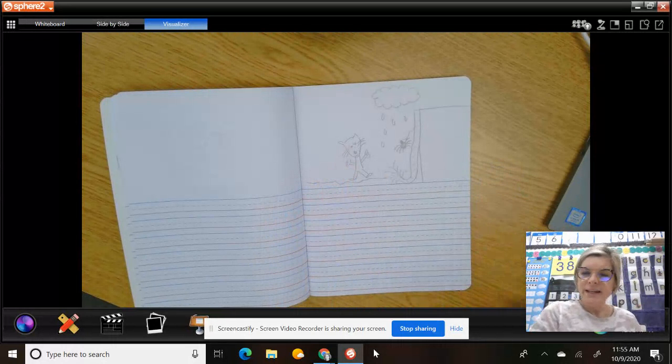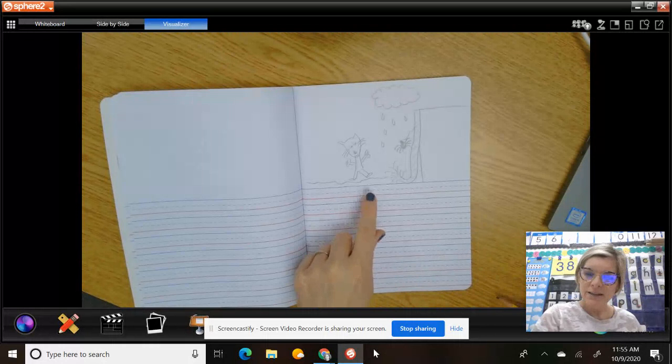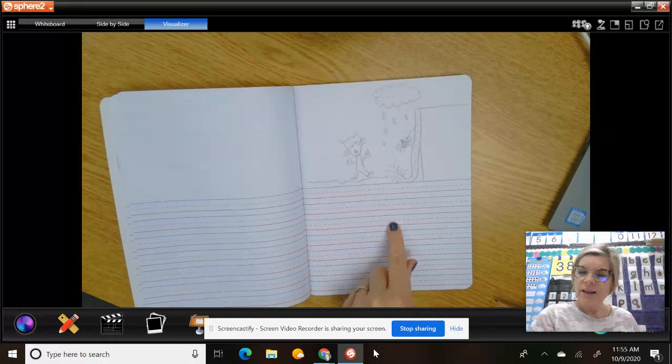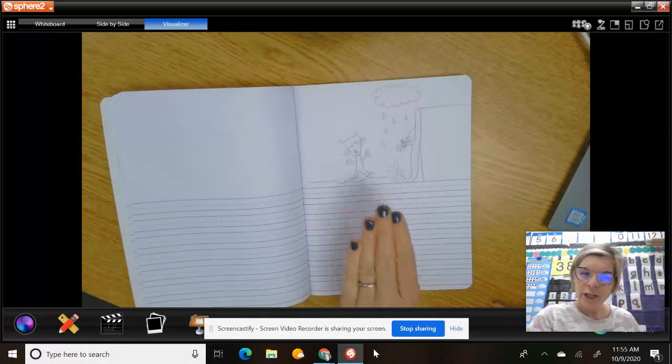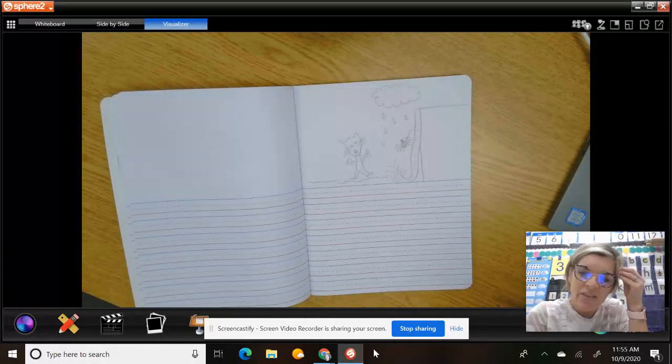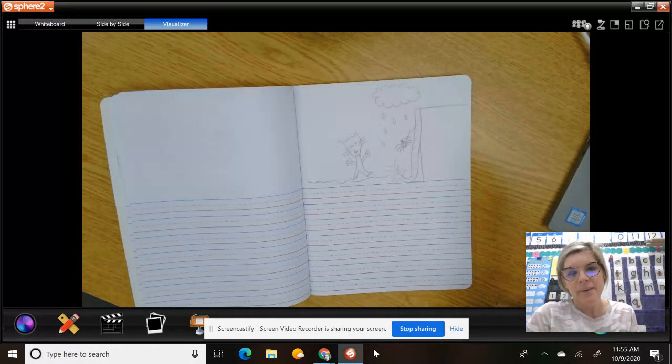Well, I'm ready to write about my picture. And I'm going to need to use letters and letter sounds to help me write down here at the bottom. At the bottom where the lines are, that's where we write words using letters. Letters that come together very closely, they make words. And words are things that we think and things that we say.